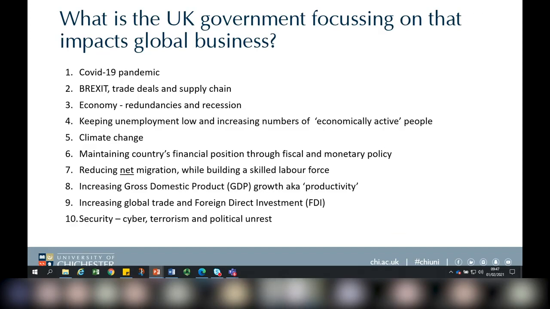So security, cyber terrorism and political unrest are big issues. I think at the moment that can probably be moved up higher than 10, particularly with some of the activity we're seeing in terms of politics and possibly civil unrest. Okay, so there's some of the issues, but you've also highlighted a lot of other issues that are considered much more globally focused, but the UK is primarily focusing on these at the moment.